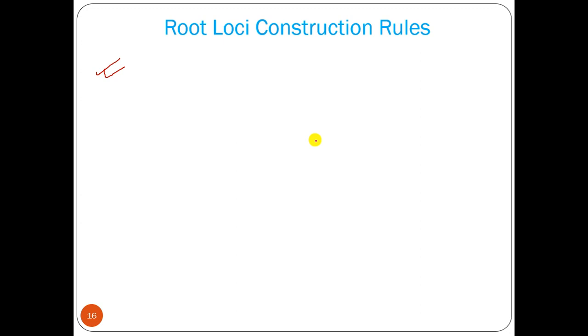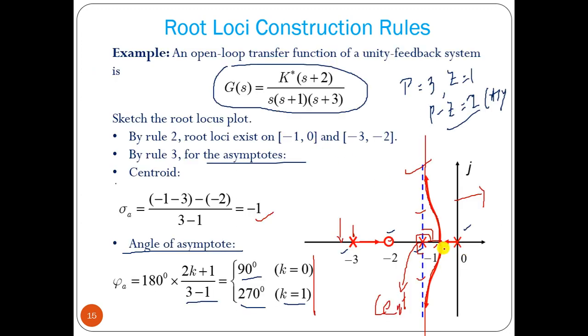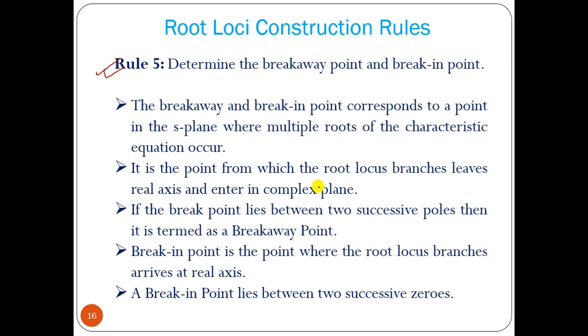I already discussed many times that this pole breaks away from this point. Two poles come here and break away from this point. If we have two zeros, then one pole comes in, another pole comes in, and then goes to the zero. That is called the break in point. So now let us find out how to find the break away point and break in point.